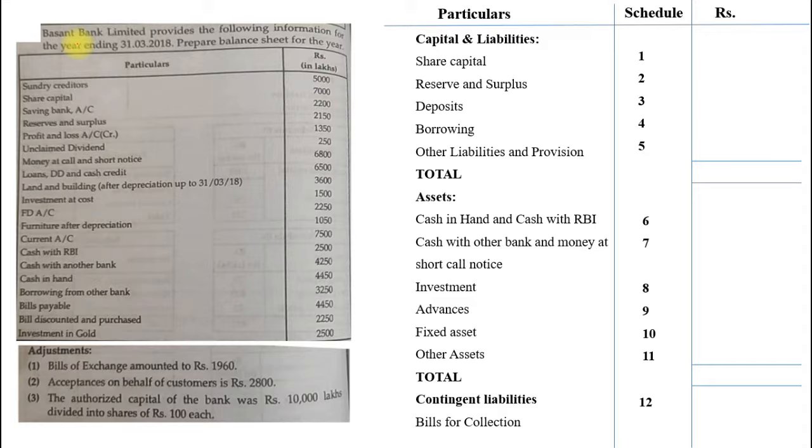The next thing is they are giving you adjustments. Bill of exchange amounts to 1960. Acceptance on behalf of customers is given. And the authorized capital of the bank was also given to us. Now, the very first schedule in our balance sheet format is based on share capital. So let us see what all things can come under share capital. Let us start with schedule number one.